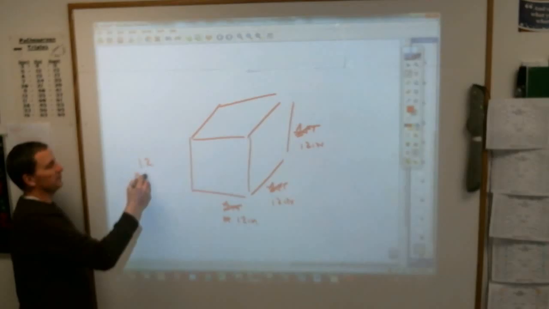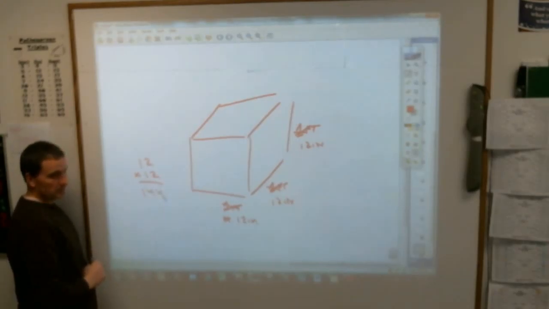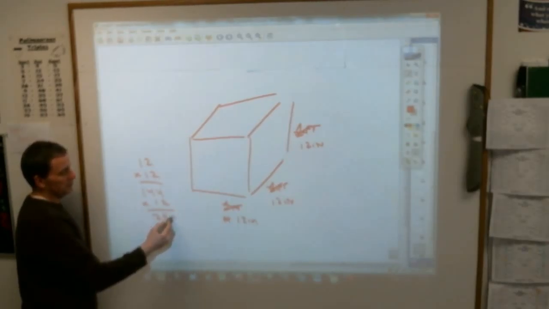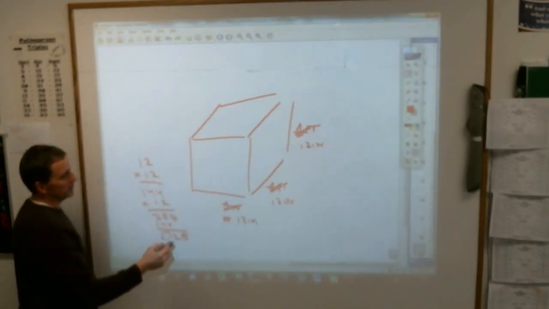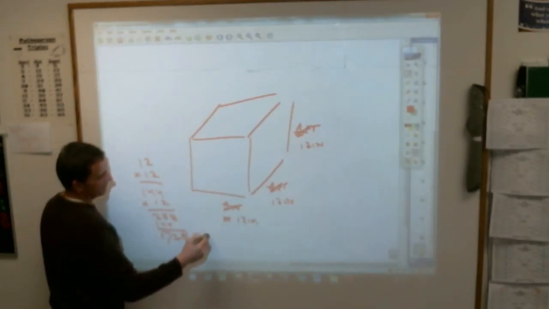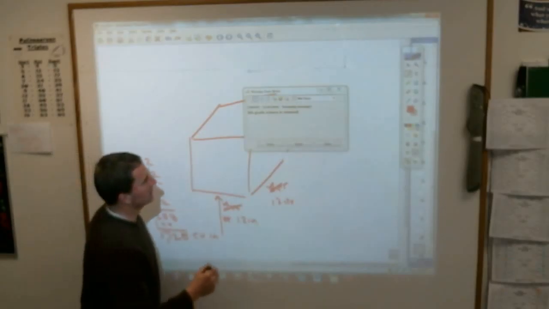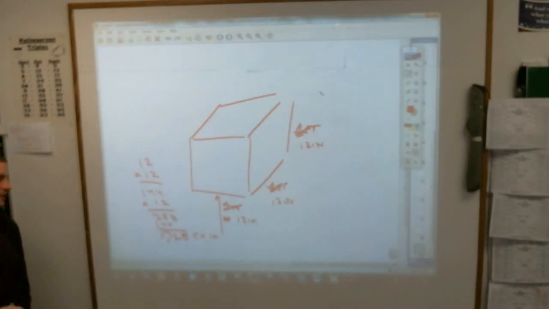Well, let's do this for everybody. 12 times 12 is 144. Then I'd have to multiply 144 by 12, which is 288 plus 144, which is 1,728. 1,728 cubic inches there would be in 1 cubic foot. 1,728 cubic inches in the cubic foot.